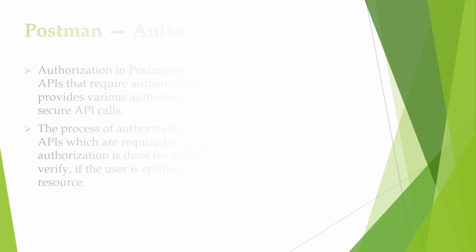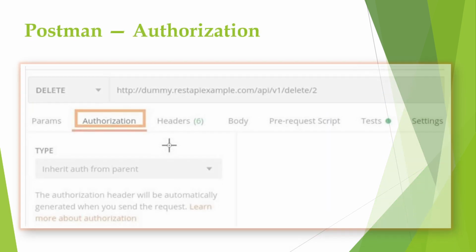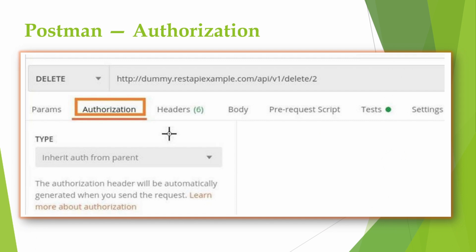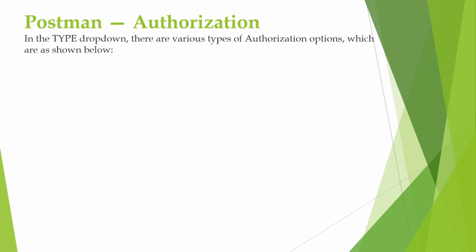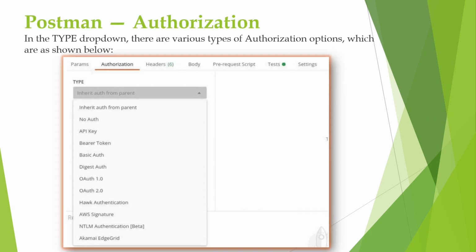You can see here we have an option called authorization. Below that you can see we have a type and a drop down there. There are various types of authorization options which you can see now.